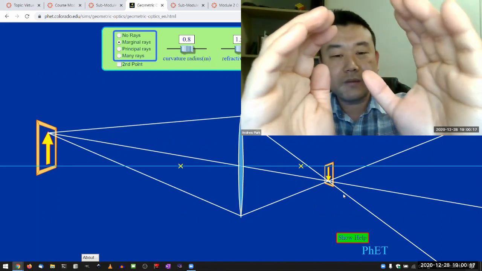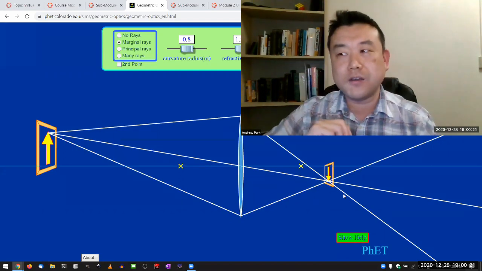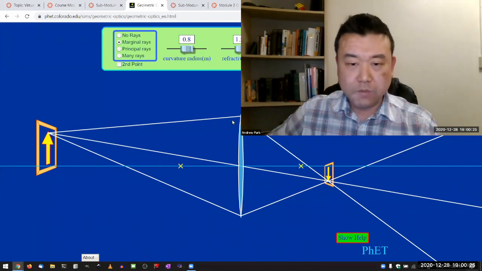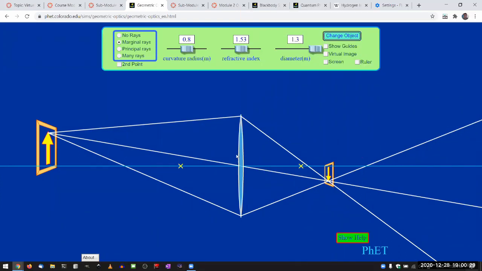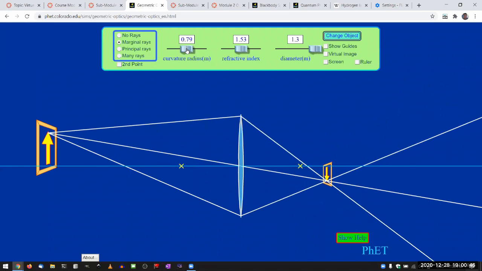What's messing up your intuition here is that the kind of image you see through a camera and how the image is formed through the lens is a little bit different. The mechanism that forms the image here relies on forming a focus at this point. And where the focus is formed only depends on the curvature, how curved the lens or the mirror is. That's really the only thing it depends on.